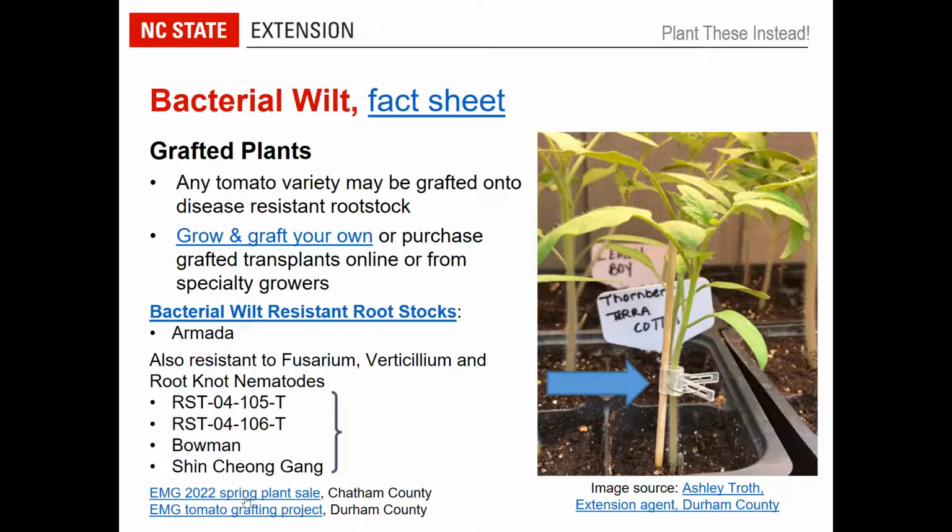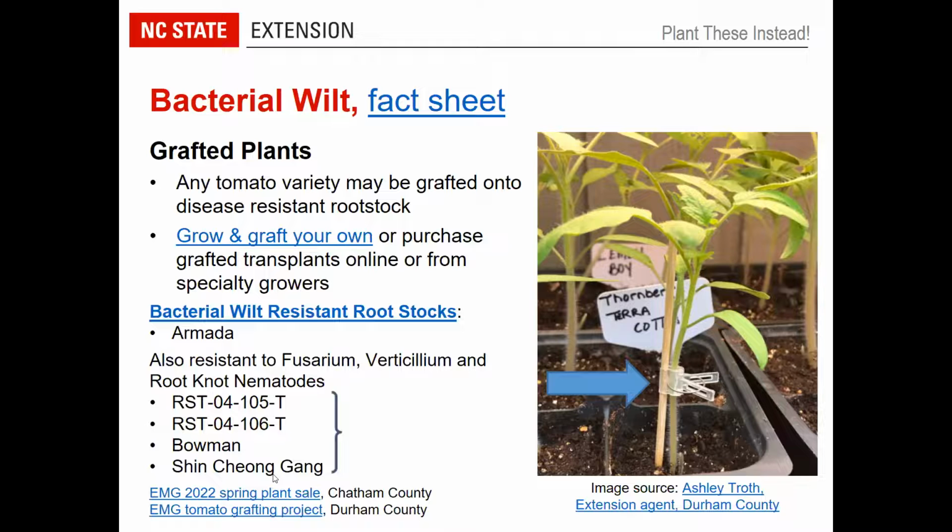And that's exactly what the Master Gardener volunteers in Chatham County have done the last few years. And we've got a link here about their spring plant sale this past spring that featured these heirloom tomatoes that were grafted. They were grafted specifically on this Xinjiang. I don't know if that's correct pronunciation, but that is the rootstock they were grafted on.